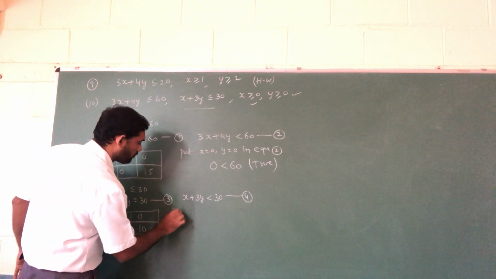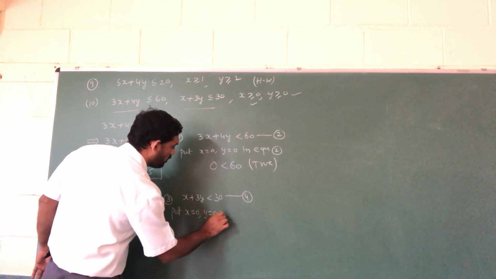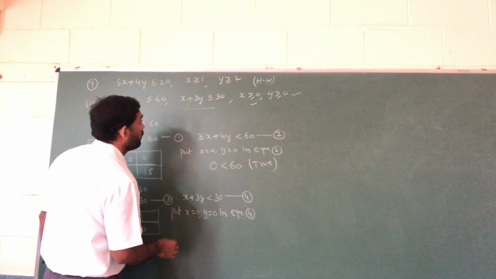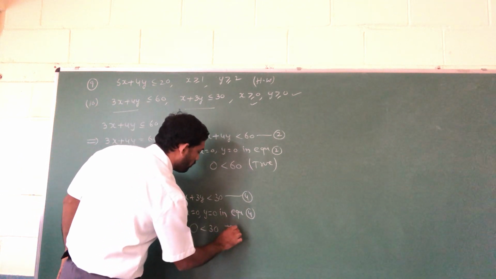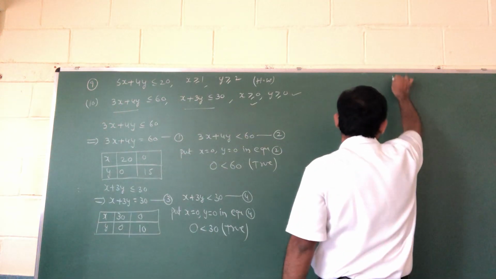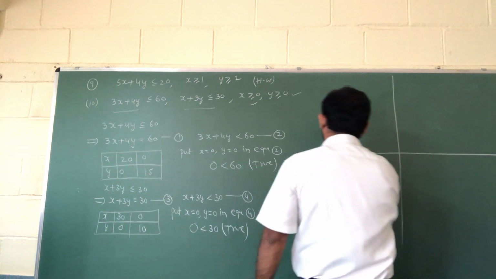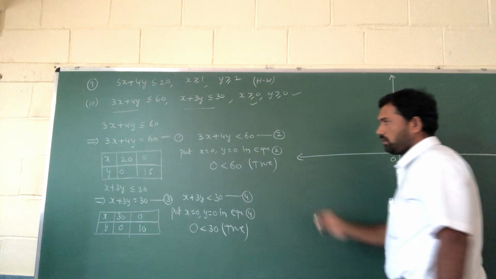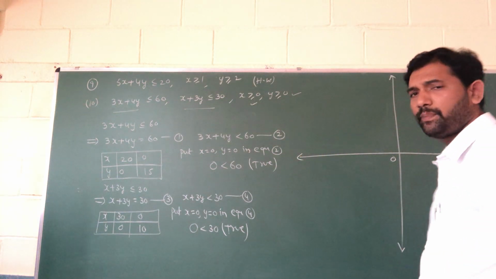Now put x equal to 0, y equal to 0 in equation number 4. What happens? 0 less than 30, so it is also true everywhere. Right, very good. Understand, students? So do you understand these points? Like we did previously.